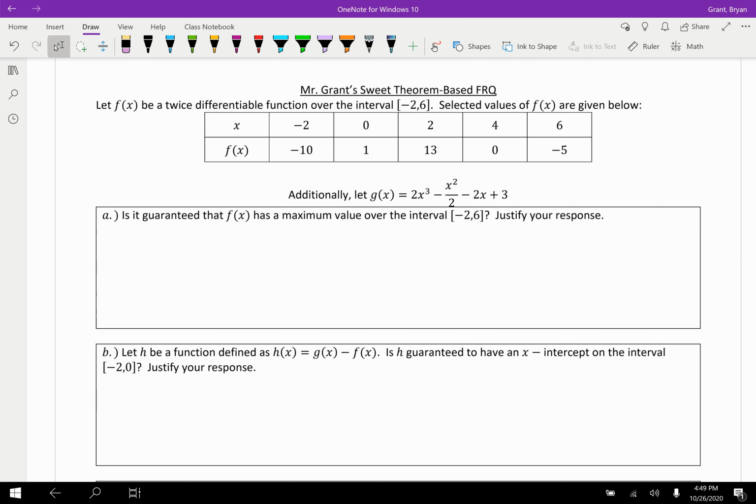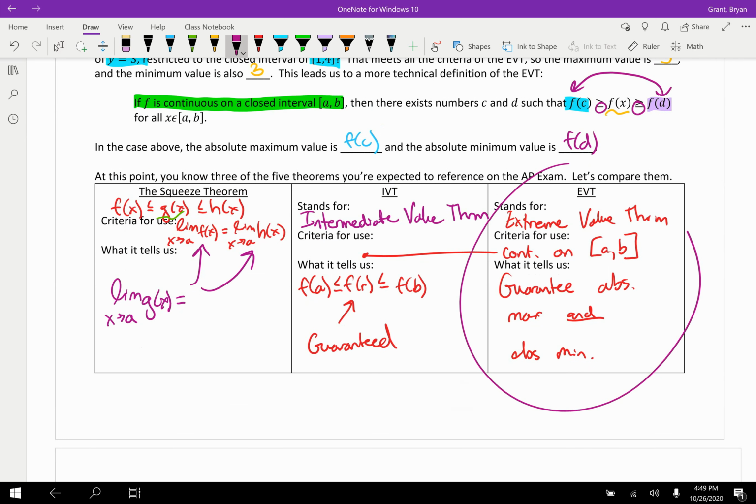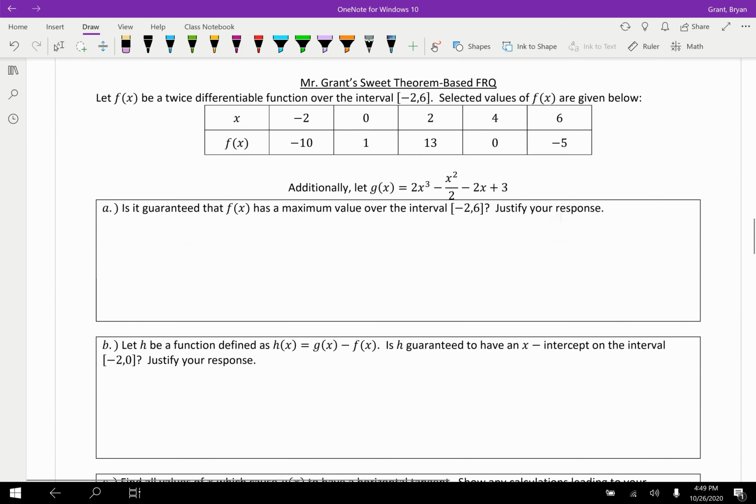Alrighty. Let's see. Part A. Is it guaranteed that f of x, where's f of x? F of x is the table up here. We're ignoring the equation. Has a maximum value over the interval -2 to 6. Justify your response. Well, a maximum value, what guarantees a max? Oh, that's our extreme value theorem. We just learned that. That's exciting.